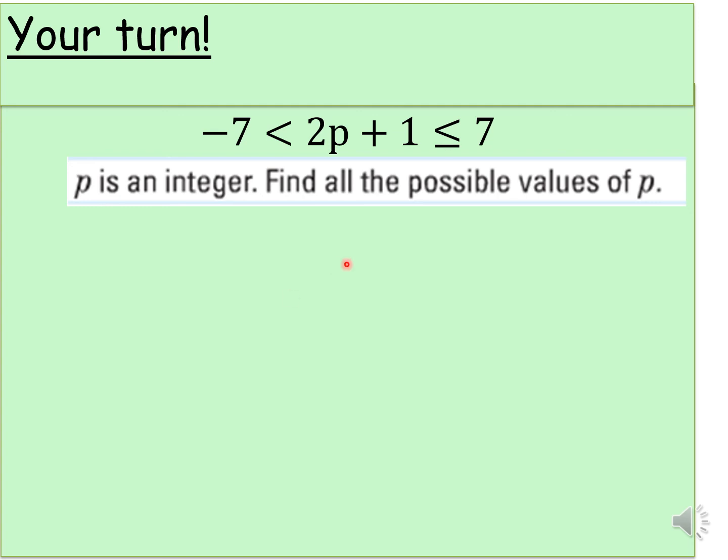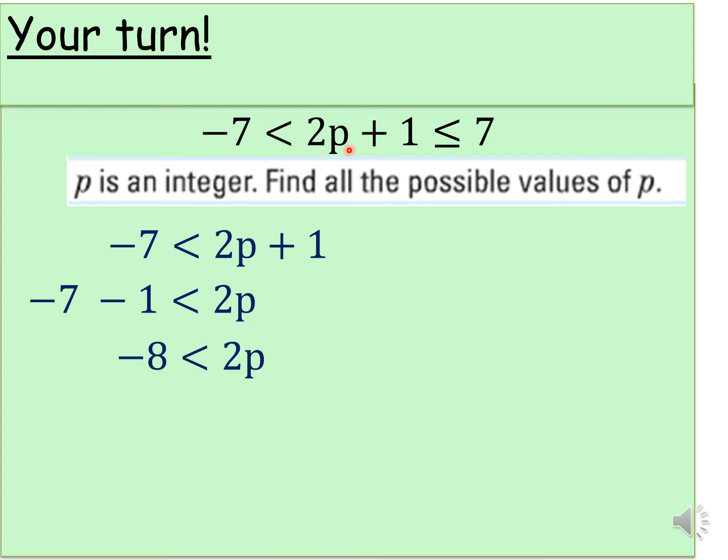So let's first focus on the lower limit and the middle part. That's it. So 2p plus 1, we have to take away 1 from each side. And then minus 7 minus 1 is minus 8. Divide both sides by 2, and you get minus 4 for the lower limit.